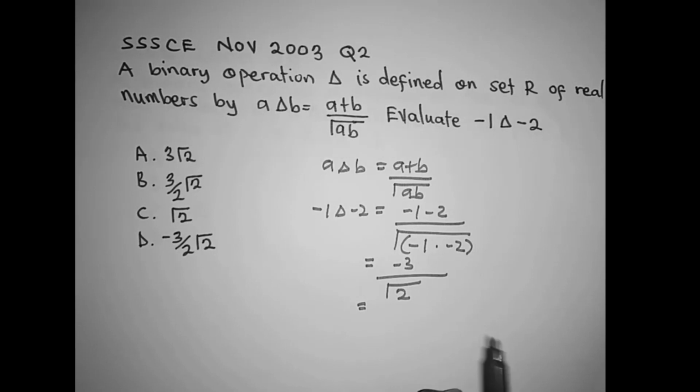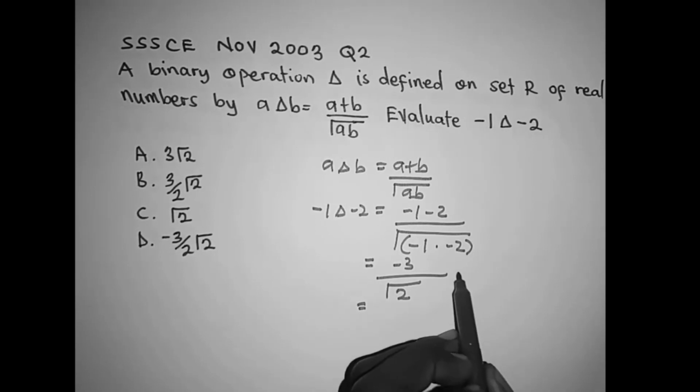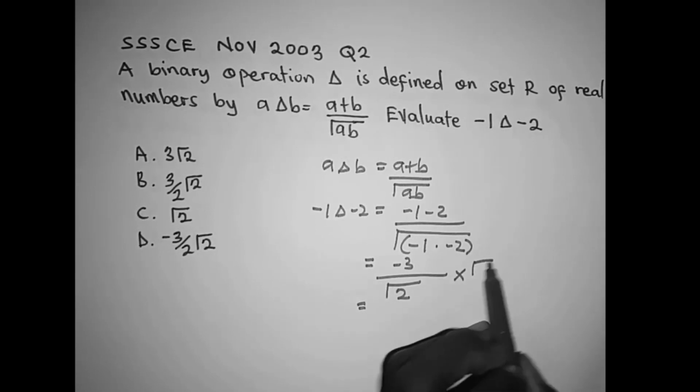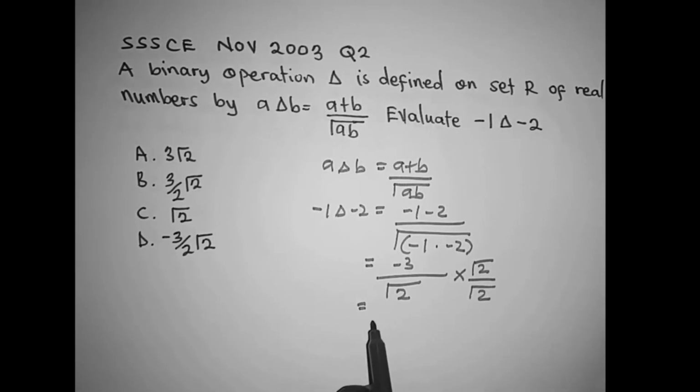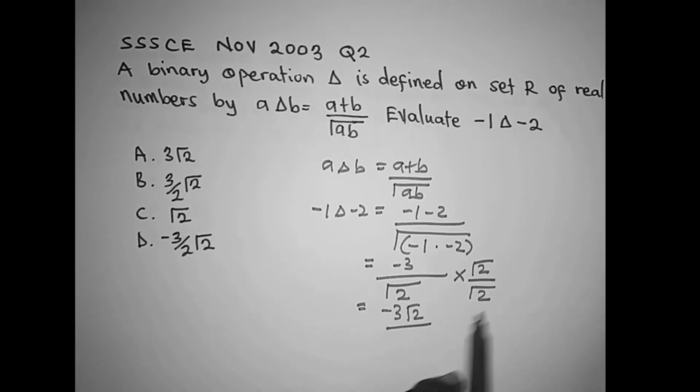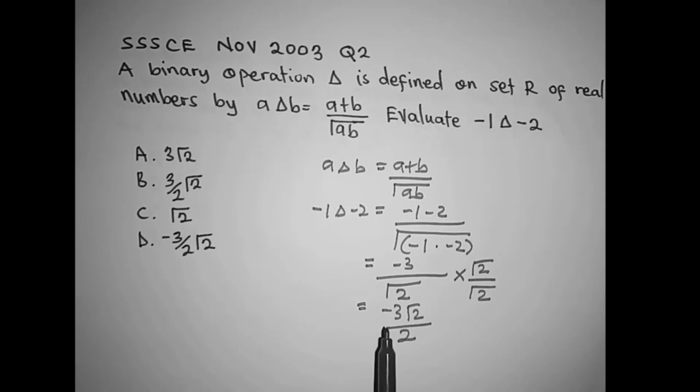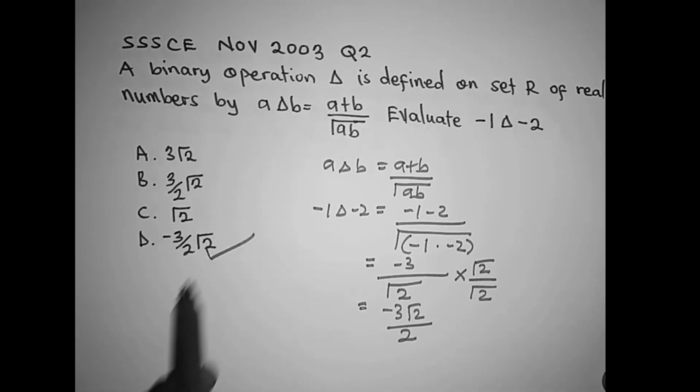So all we then need to do is to rationalize. Rationalize by multiplying both the numerator and the denominator by root 2 over root 2. So this becomes minus 3 root 2 over root 2 times root 2, which is 2. So the final answer becomes minus 3 root 2 over 2. Minus 3 root 2 over 2. So the correct answer is D.